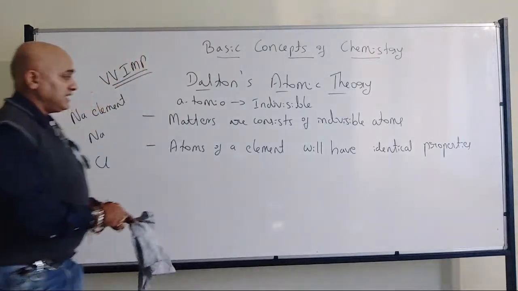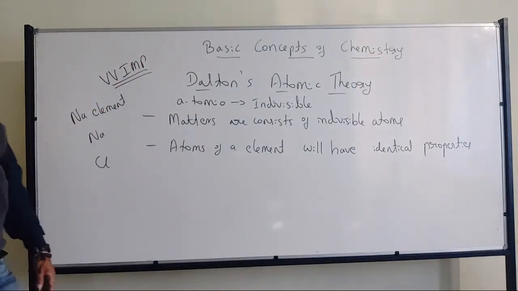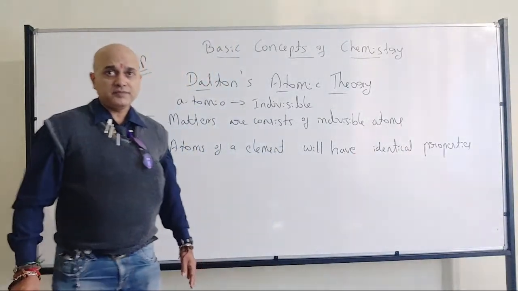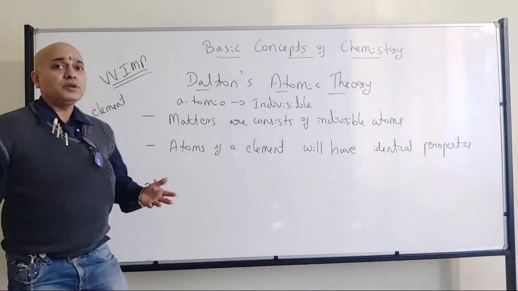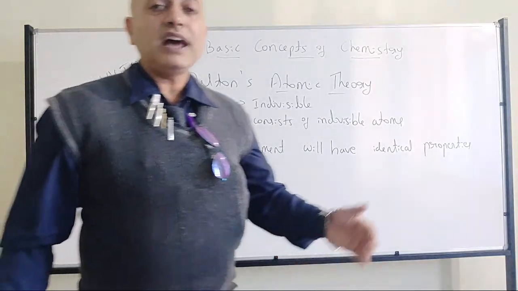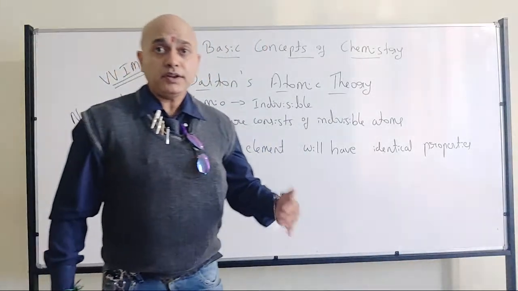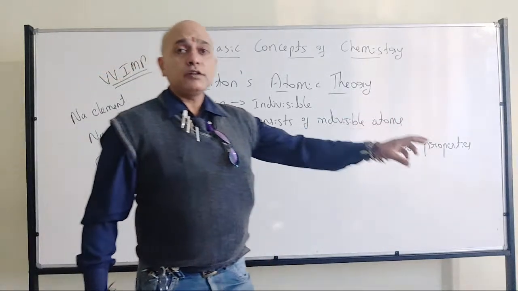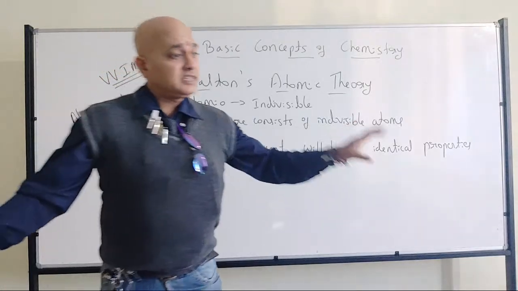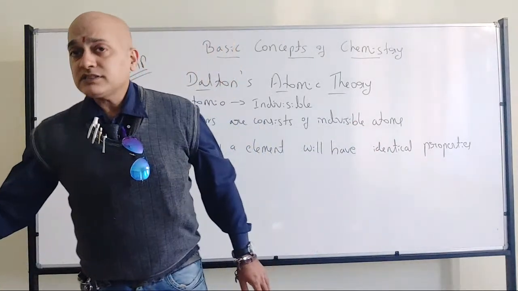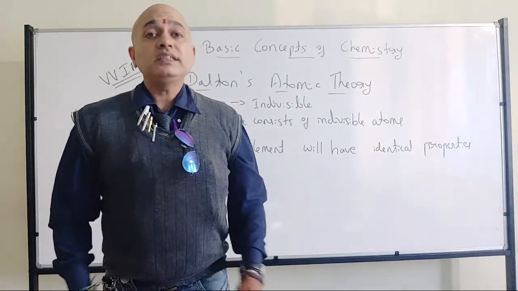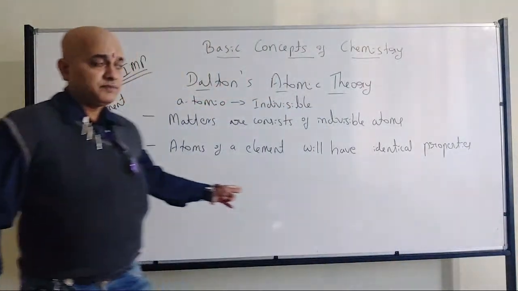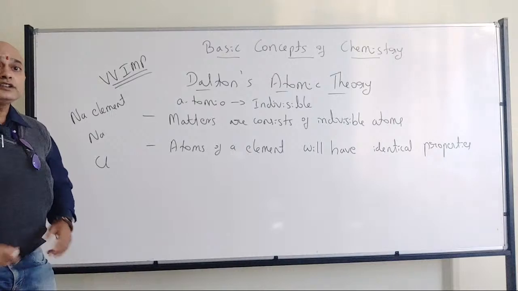So what I mean to tell here is, if I take sodium element, its atom will always have the same property. They cannot have different properties. If I take chlorine as an element, its atom will always have similar or identical or the same property. They cannot have a difference in their property. So this is one chlorine atom, this is another chlorine atom. This chlorine atom having a different property, this chlorine atom having a different property? No, that cannot happen. That's what this particular statement talks about.